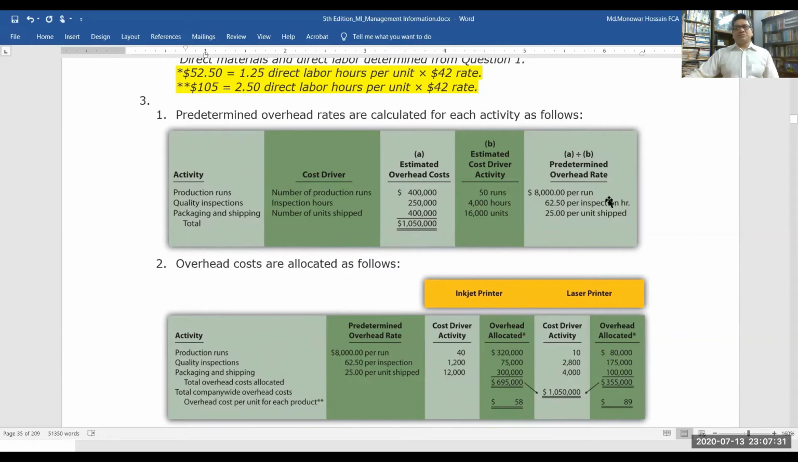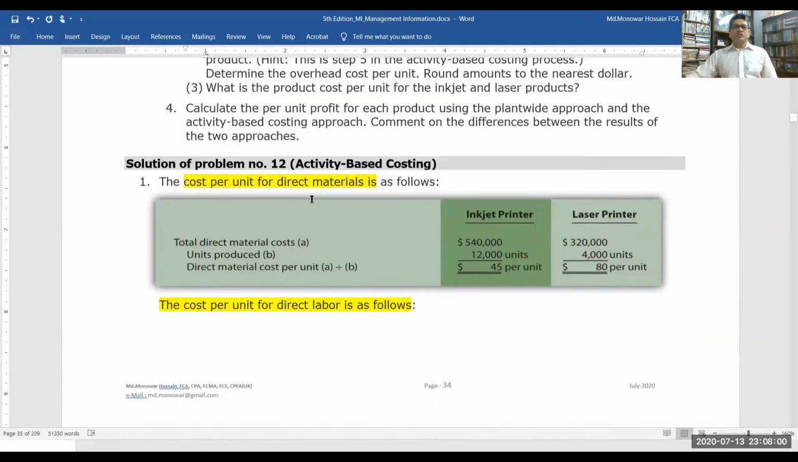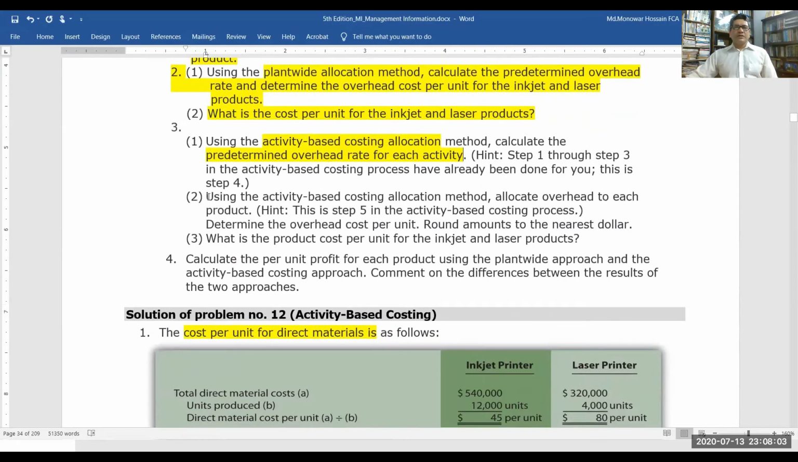$8,000 per run. For quality inspection, in the same way, $62.50 per inspection hour. And for packaging and shipping, based on the number of units shipped, that means $25 per unit shipped. These are the predetermined rates for each activity.